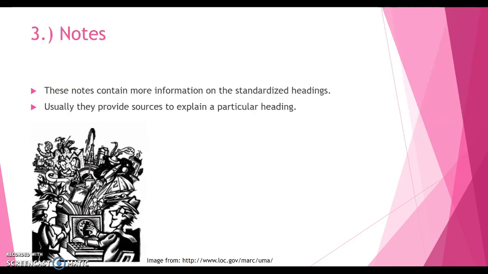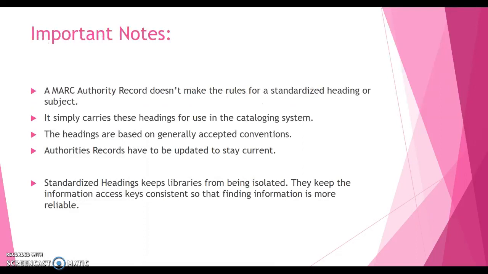The third part of the authority record are the notes. They are typically sources that explain why a particular heading is the authoritative heading, and they might have more notes with extra information on the standardized headings.